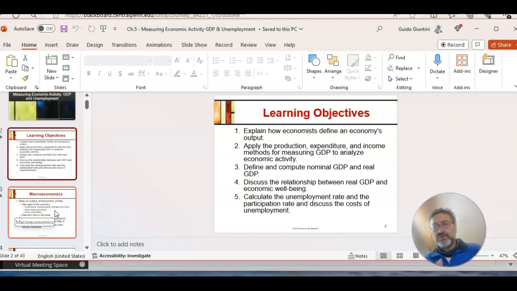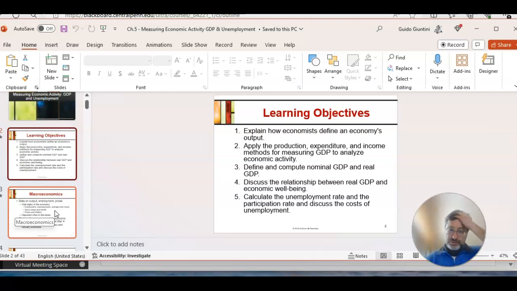So this chapter we do GDP and unemployment. Next chapter we do inflation. So before you do any policy and make any decisions, you need to have a good measure of those things. So how is the economy doing in terms of production? How is the economy doing in terms of employment? And how is the economy doing in terms of price changes?